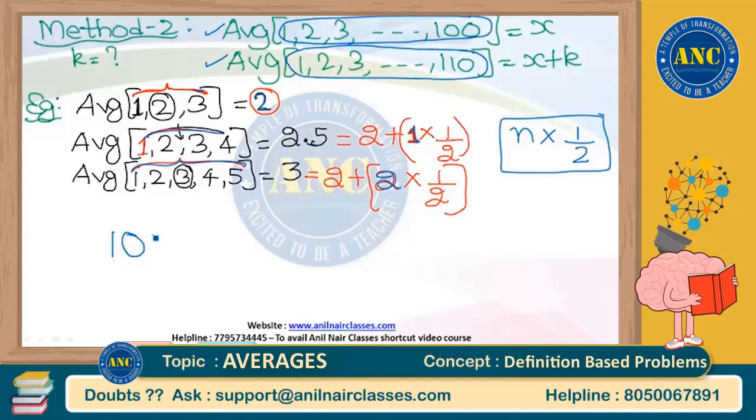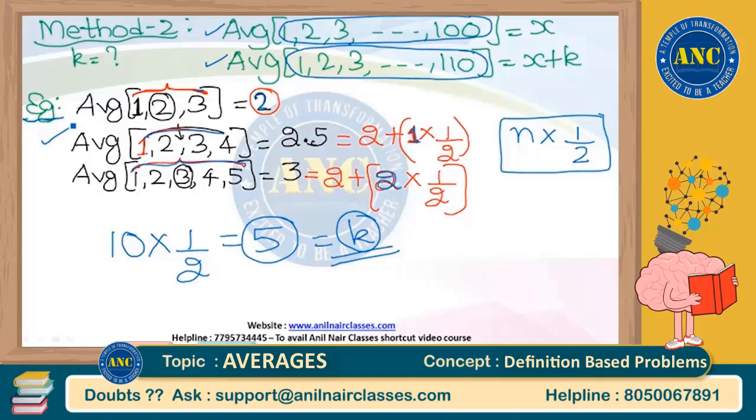It is n into 1 by 2. It is 10 into 1 by 2. 10 into 1 by 2 is 5, and that 5 is nothing but the value of k. I believe that with this beautiful example you are able to tell the answer for this question very very fast, and that too probably without using pen.